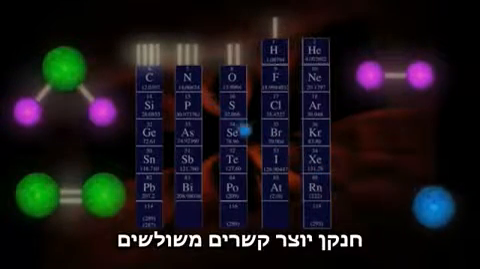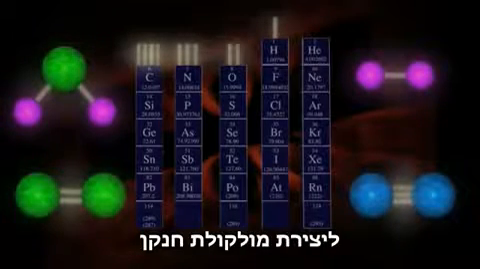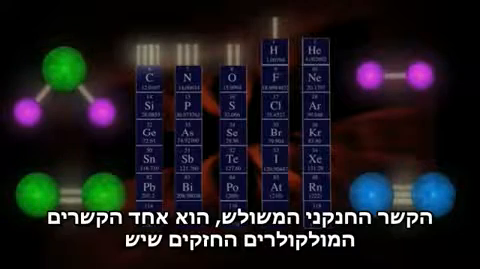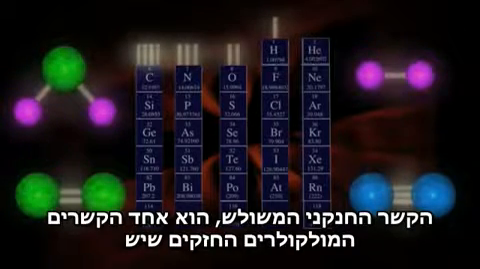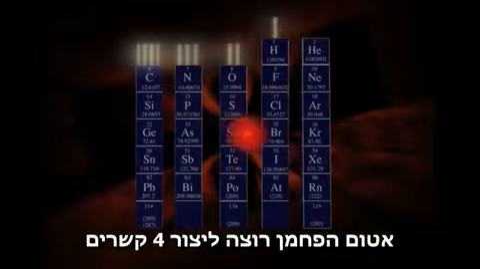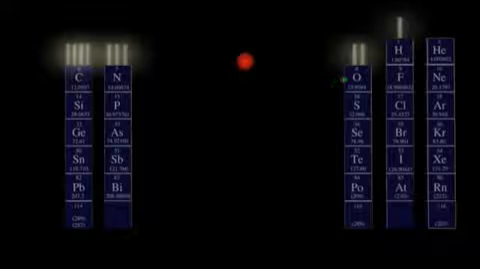Nitrogen forms triple bonds with other nitrogen atoms to make N2 gaseous nitrogen. The triple nitrogen bond is one of the strongest molecular bonds known. Now this carbon atom wants to make four bonds, and it is pretty versatile about how it does this.